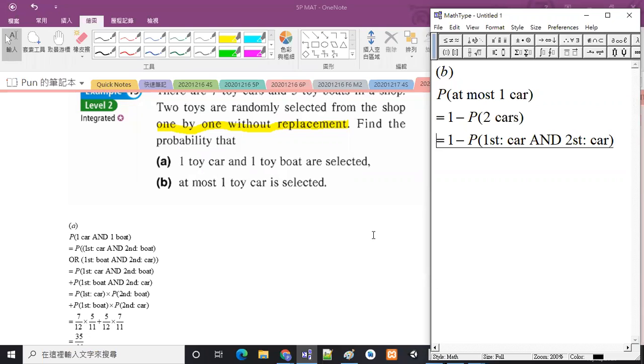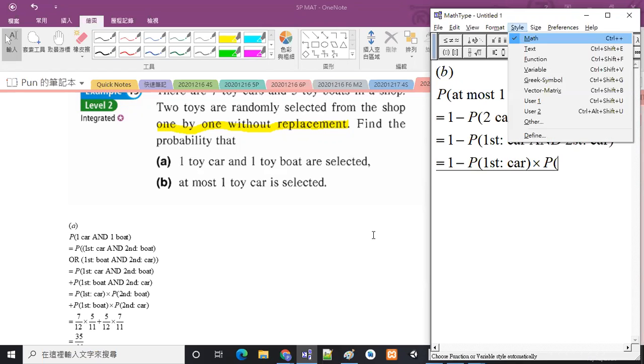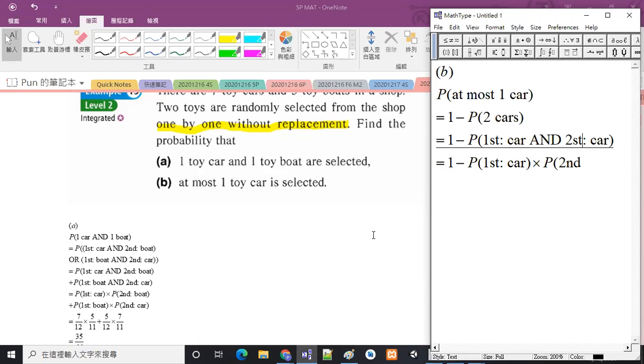Okay, so I use 1 to take away, that is to take away the part that we don't want. Okay, and so this is the only case that we don't want. So there will be no or case here, right? And then we can split this probability into a product of 2 parts. The first is a car, and then times P, the second is also a car.